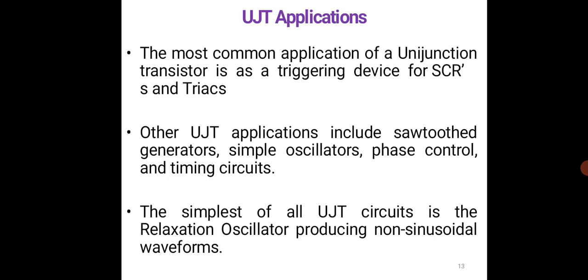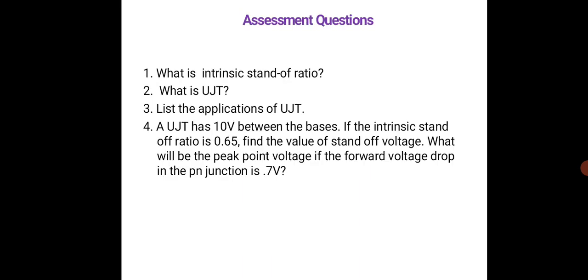The most common application of a UJT is that it acts as a triggering device for SCRs and triacs. Other applications include a sawtooth generator, simple oscillators, phase control, and timing circuits. The simplest of all the UJT circuits is a relaxation oscillator, which produces non-sinusoidal waveforms. I think you will be familiar with this from your school level education.